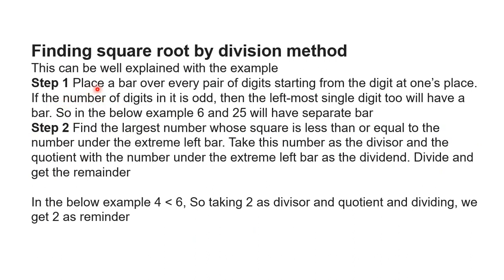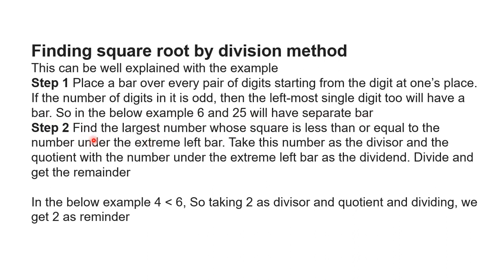we'll take one example. Whatever the number is given, we have to place a bar over every pair of digits starting from the ones place digit. If the number of digits is odd, then the leftmost single digit too will have a bar. So in the given example, 6 and 25 will have separate bars.